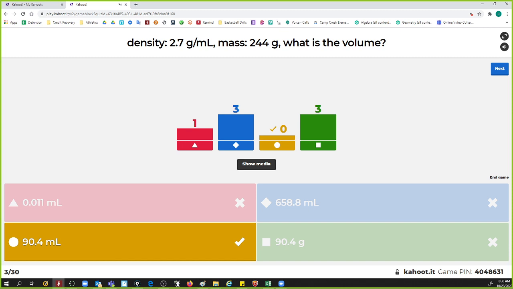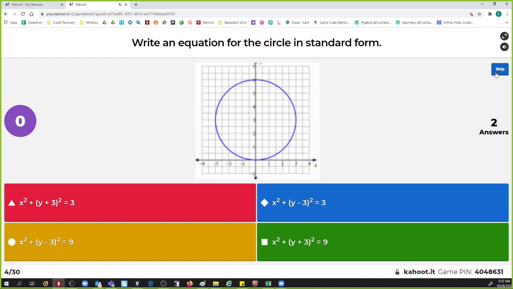Write an equation for the circle in standard form. Okay, these should be pretty easy. 30 seconds. Just look for the center. Count the radius. But be careful. Look at what they're counting by. Look at the units. Nobody. So, see, maybe this one was a little bit too fast, but watch.